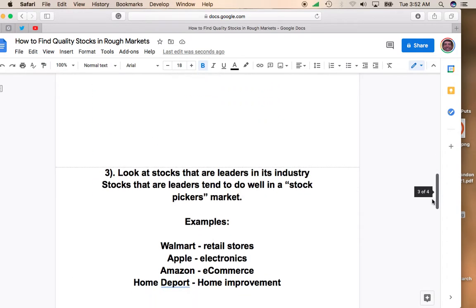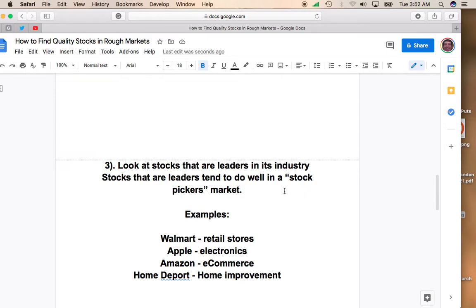Now, the third thing I look at is companies that are leaders in their industry, because they'll tend to get the majority of the money coming in during a challenging market. So, for instance, with retail stores, Walmart; electronics, Apple; e-commerce, Amazon; home improvement, Home Depot. Just look at the big established names, because in these times, when there's a flight to safety, people will go to companies that they know and understand. So you definitely want to take a look at these companies.